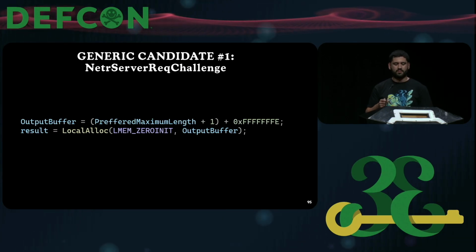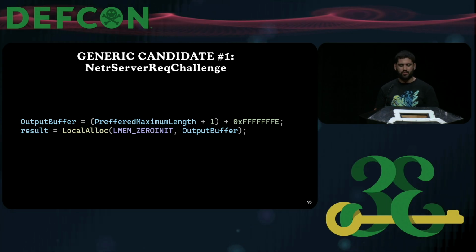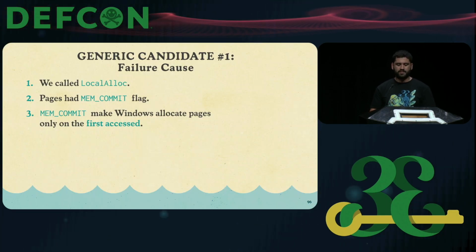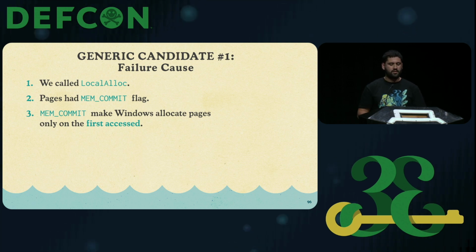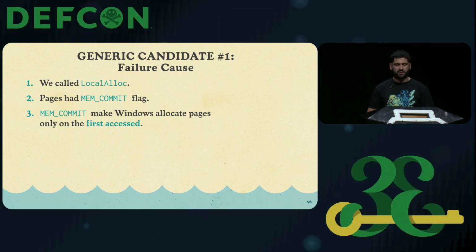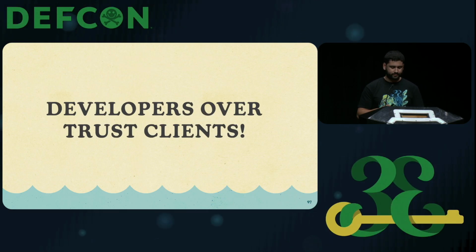Reversing the library shows it called LocalAlloc with LMEM_ZEROINIT and our parameter. We simulated this call in Python, allocating 2 gigabytes. Then we used VirtualQuery, a Windows API function that retrieves information about a range of pages, to inspect the memory region, confirming it was committed with the MEM_COMMIT flag. Microsoft Docs explain MEM_COMMIT assigns physical pages only on first access. And that's why it didn't crash. The pages weren't accessed. Still, this confirms our second blind spot hypothesis. Developers may overtrust RPC and forget about resource abuse risks.